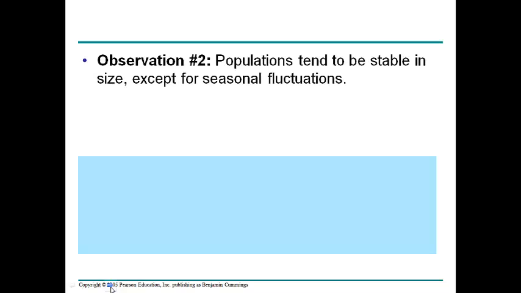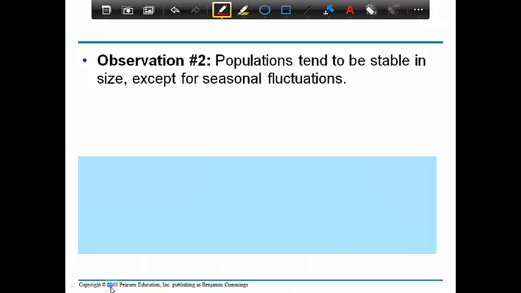Second observation, populations tend to be stable in size except for seasonal fluctuations. So instead of seeing this exponential growth like we were saying, populations actually do reach a carrying capacity. So once they get established, they level out. Remember that graph, hopefully. And at this point where they level out, that means that they are stable. The same number of organisms that are being born are also dying. Immigration and emigration are equal.